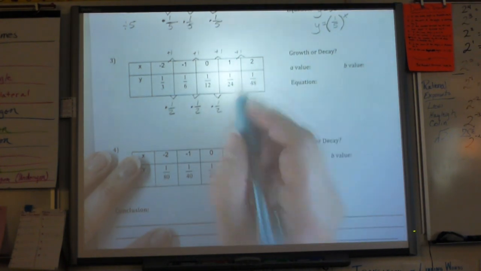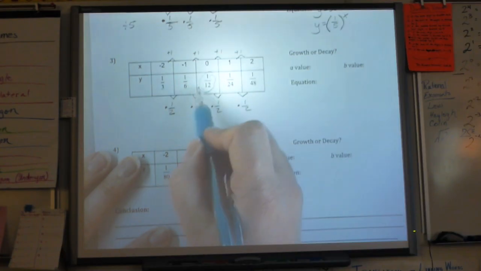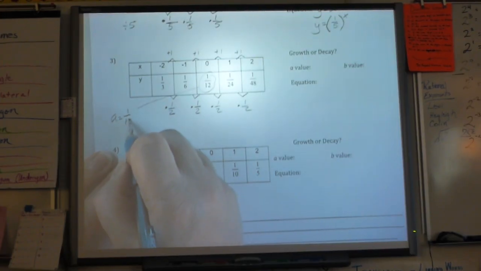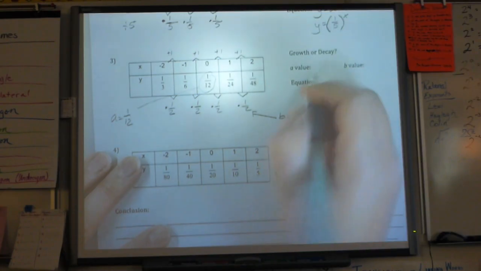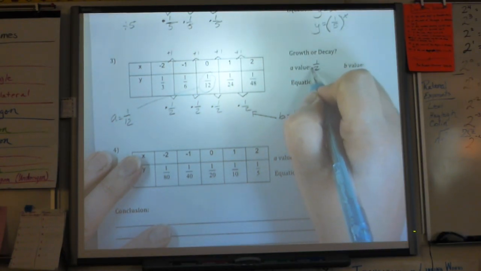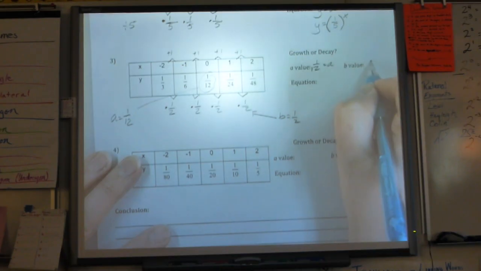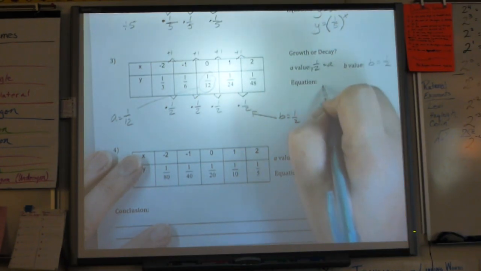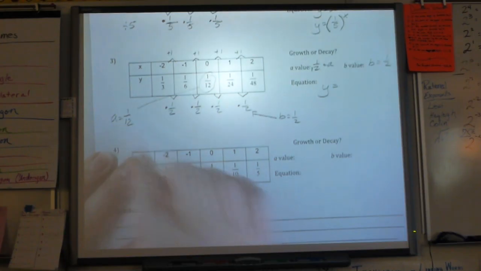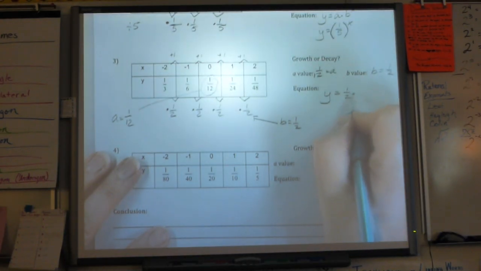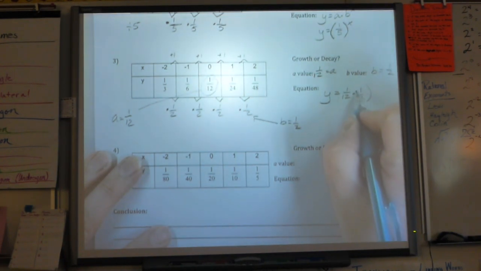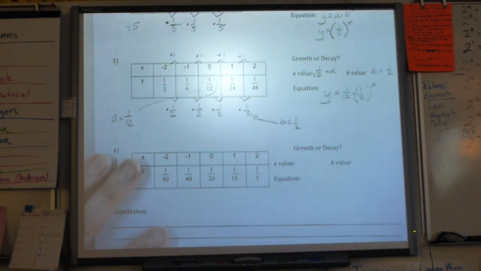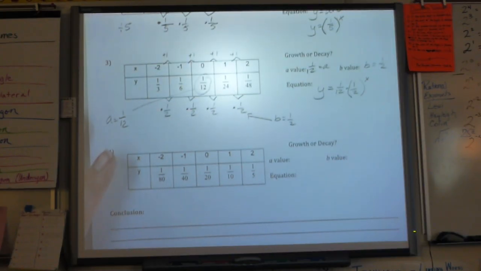Our starting amount is here. So a equals 1/12. And b, this is our growth factor, is 1/2. So a is 1/12 and b is 1/2. So y equals a, 1/12, times b, which is 1/2, to the x power. Y equals 1/12 times 1/2 to the x power.